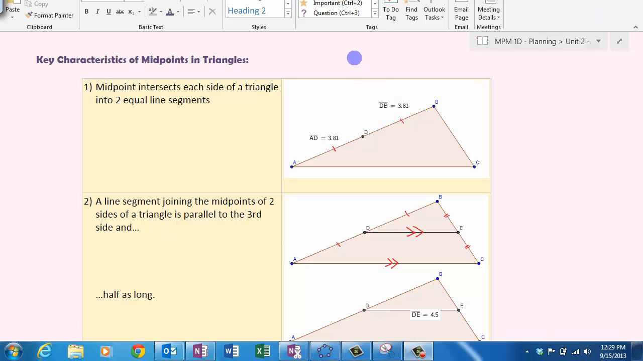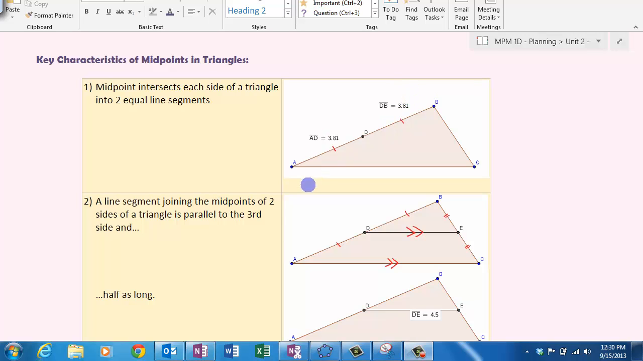So let's bring all the things we talked about into an organized chart. So here are the key characteristics of midpoints in triangles. The first key characteristic is the fact that the midpoint divides each side of a triangle into two equal line segments. As you can see in this diagram, in triangle ABC, the midpoint D divides the side AB into two equal line segments.